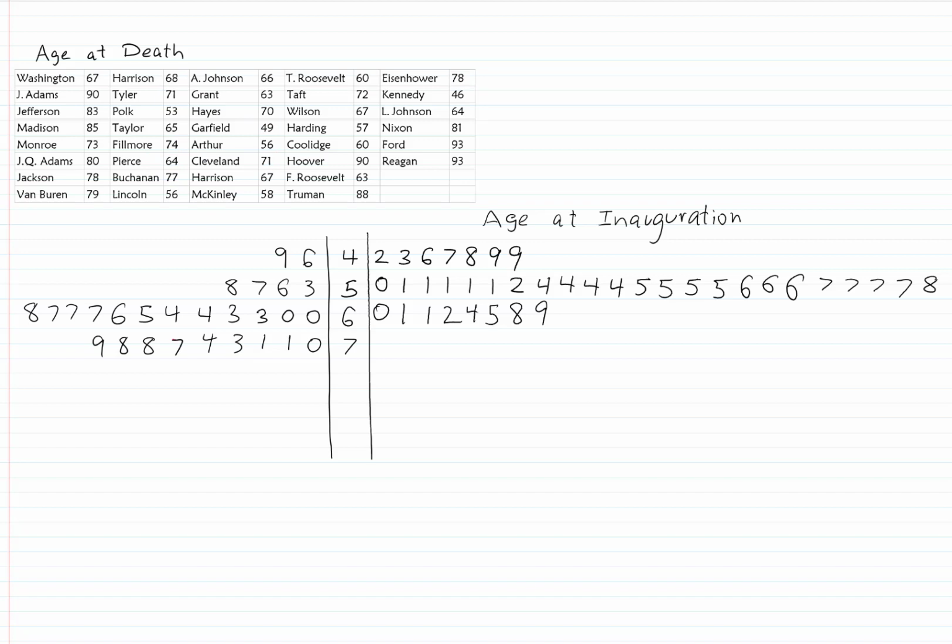Okay, 80s. I see an 80 and an 81 and an 83 and an 85 and an 88. And then this will be our last row, the 90s. Not very many of them. There's two 90s and two 93s. Okay, so there we go. And that's age at death.